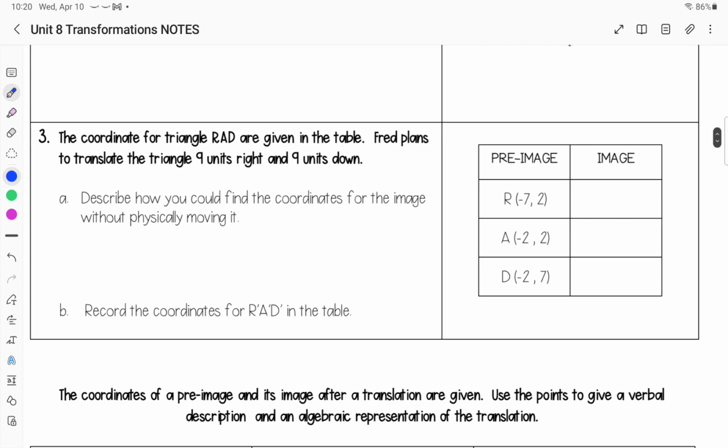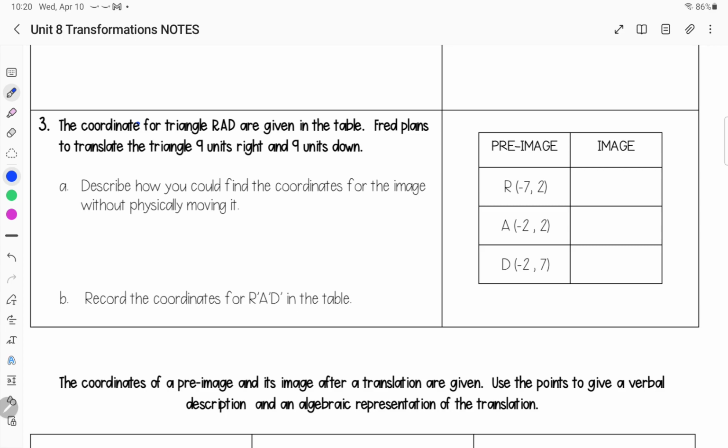It says the coordinates for triangle RAD are given in the table. Fred plans to translate the triangle 9 units right, 9 units down. So I know that 9 units right means I'm adding 9, and 9 units down means I'm subtracting 9. We just need to figure out where those go. So again, pre-image points are nice, no marks. Our image points are going to have that prime. That prime represents the ending point, so R prime, A prime, and D prime.